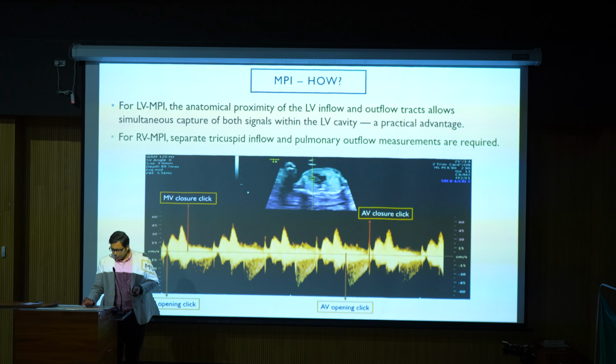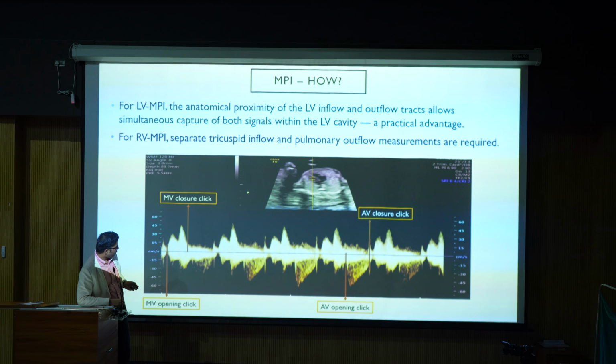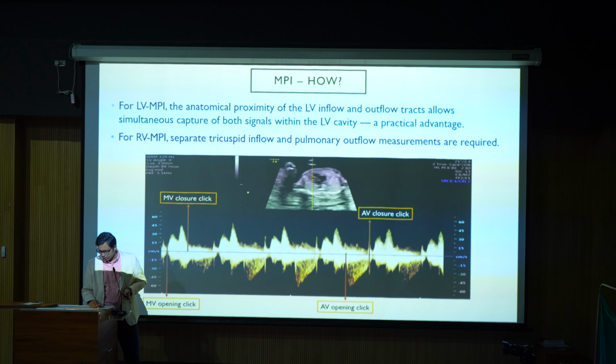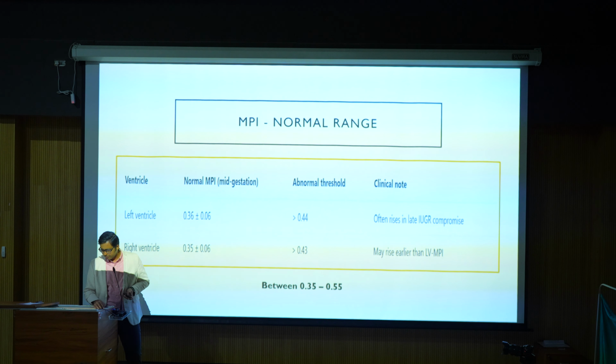So as I said, for the modified MPI, these are the clicks on the waveform that we see, and from there we calculate the values. At the end of the A wave, we'll get the mitral valve closure click, whereas the aortic valve closure click and the opening click will also be marked. From that, we just have to take the measurements and the machine will calculate the MPI values for that particular side of the heart.